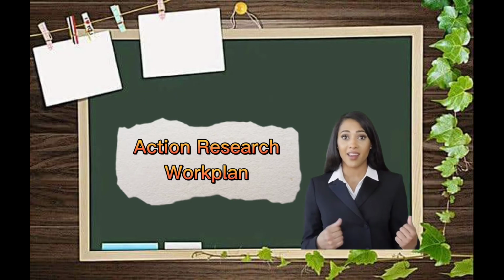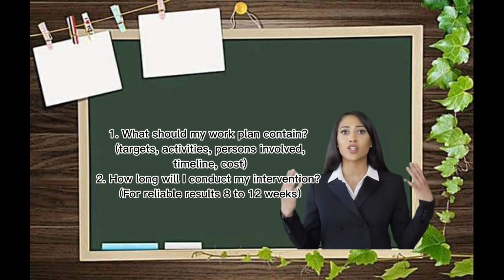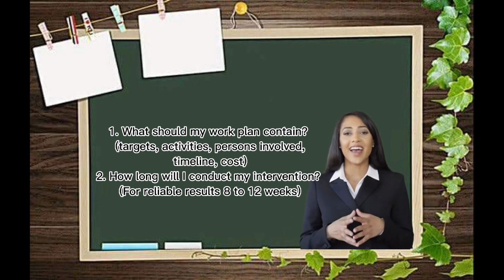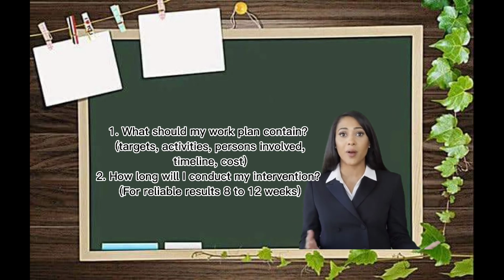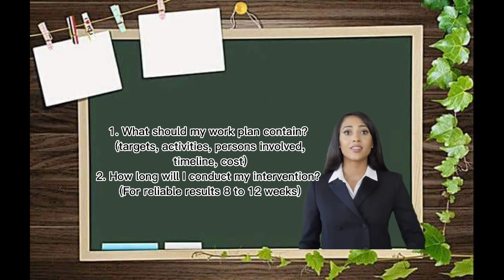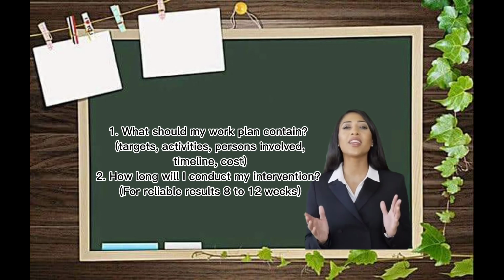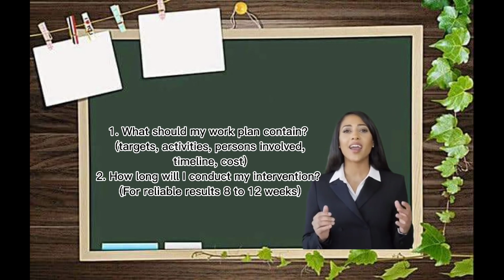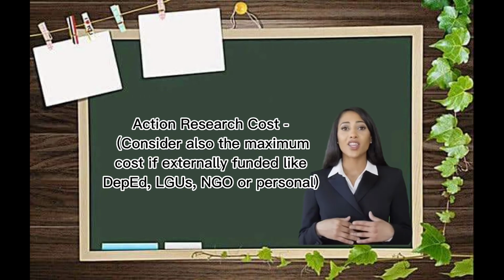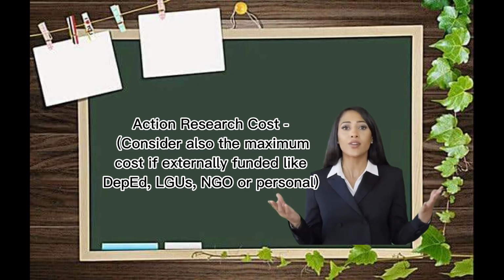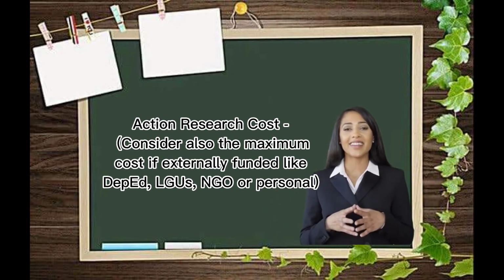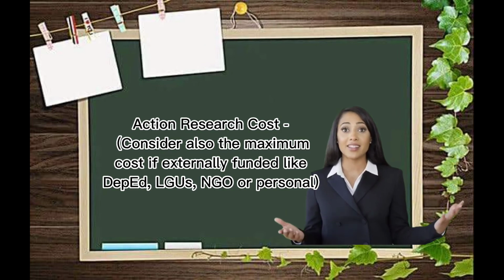Action research work plan. First, what should my work plan contain? Targets, activities, persons involved, timeline, and cost. Second, how long will I conduct my intervention? For reliable results, 8 to 12 weeks. Action research cost. Consider also the maximum cost if externally funded, like DepEd, LGUs, NGOs, or personnel.